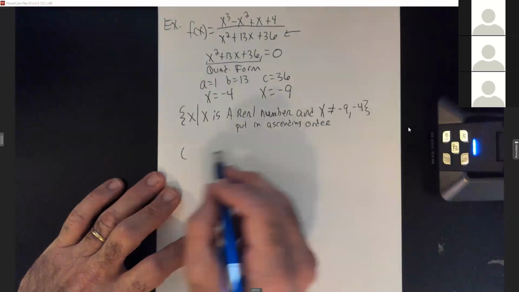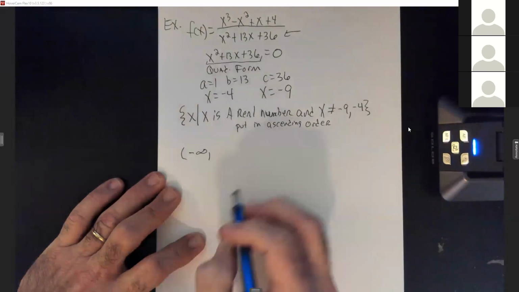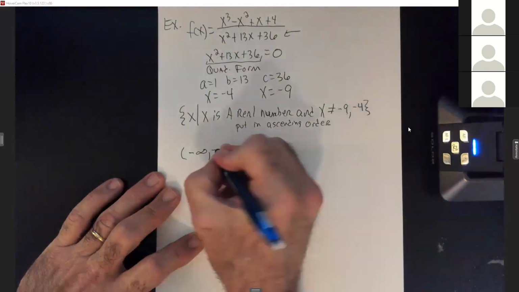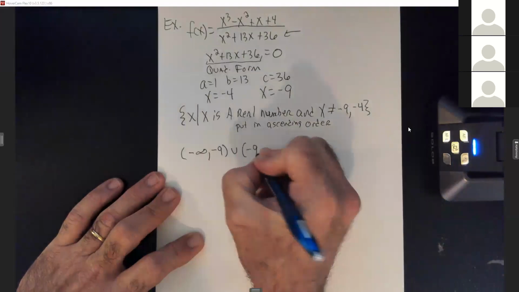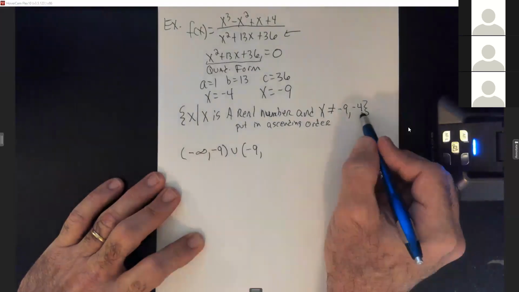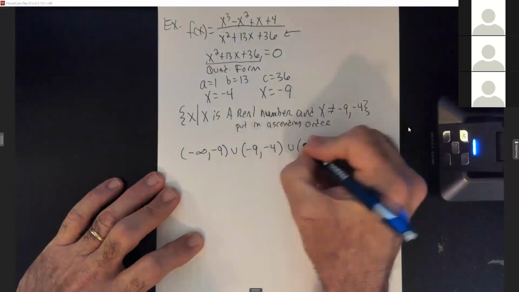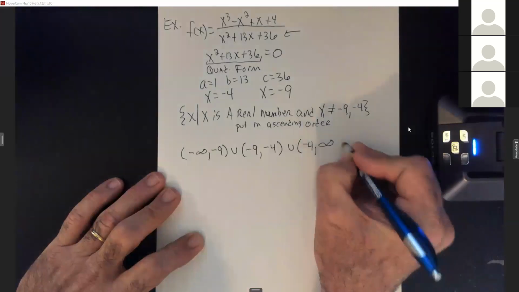So interval notation, we're going to start at -infinity. Going left to right, the first number I hit would be the -9. So I'm going to union around that -9. From -9, I go until I hit the -4. I'm going to union around that -4. And then from -4, I head off towards positive infinity.